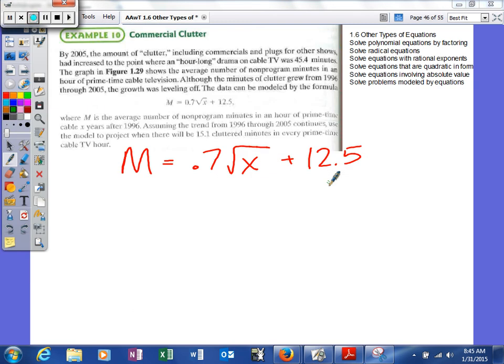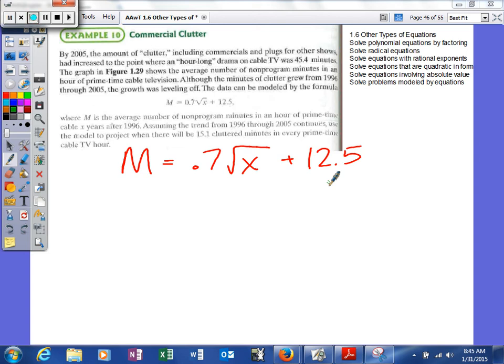Alright, next what we're going to do is we're going to look at this example. It says commercial clutter. It says by 2005 the amount of clutter, including commercials and plugs for other TV shows, has increased to the point where an hour-long drama on cable TV was 45.4 minutes. The graph, which is in your textbook, shows the average number of non-program minutes in an hour of primetime cable television. Although the minutes of clutter grew from 96 to 2005, the growth was leveling off.